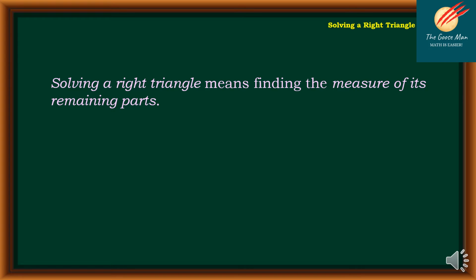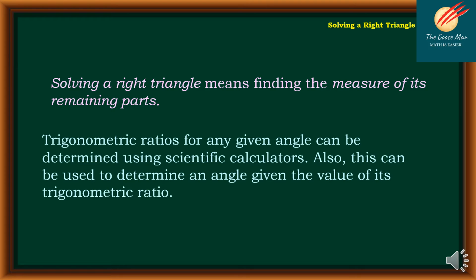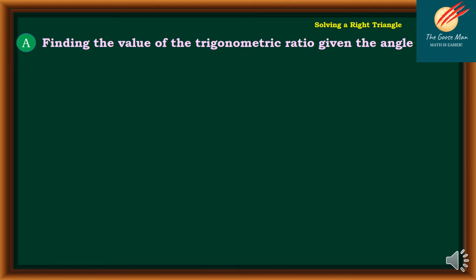Solving a right triangle means finding the measure of its remaining parts. So trigonometric ratios for any given angle can be determined using scientific calculators. Also, this can be used to determine an angle given the value of its trigonometric ratio. Before we solve a right triangle, let's review first how to use the calculator.